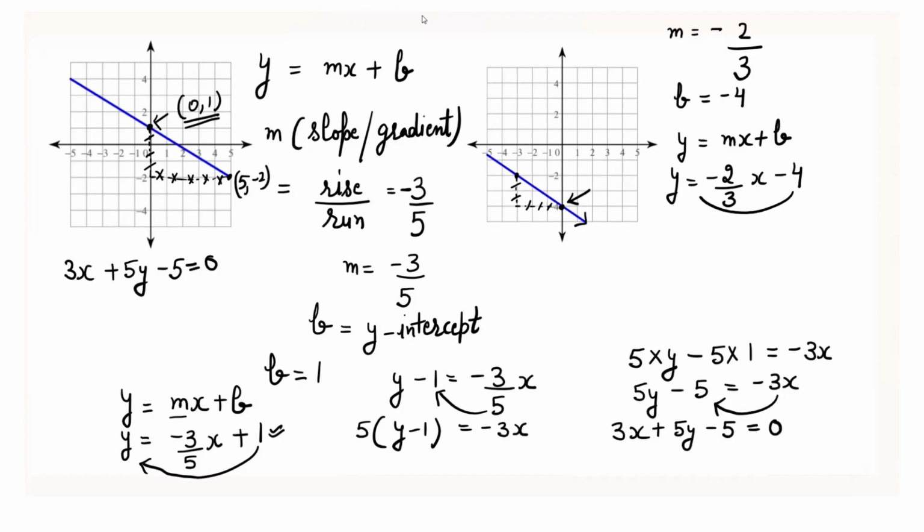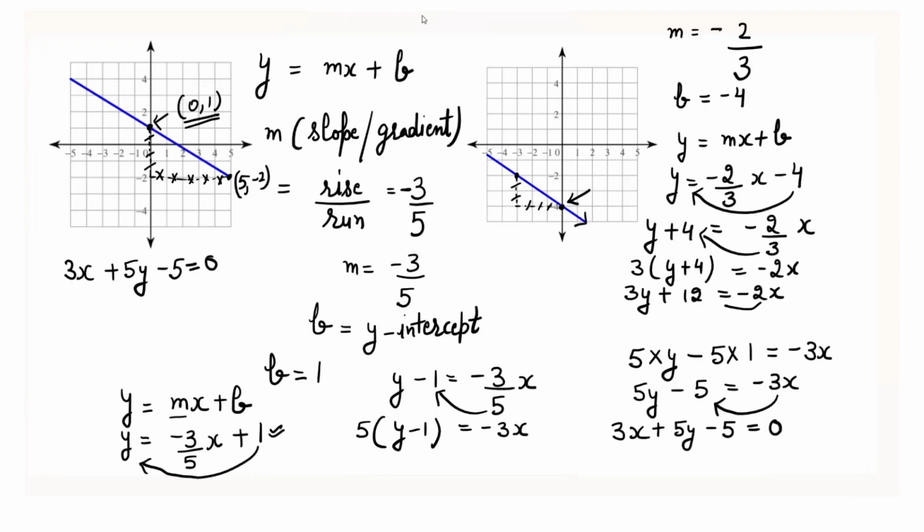So first we will take this value to this side. We'll get y plus 4 equals negative 2 over 3 x. We will take this 3 to this side. We'll get 3 times y plus 4 equals negative 2x. Then we'll open the brackets. It would be 3y plus 12 equals minus 2x.